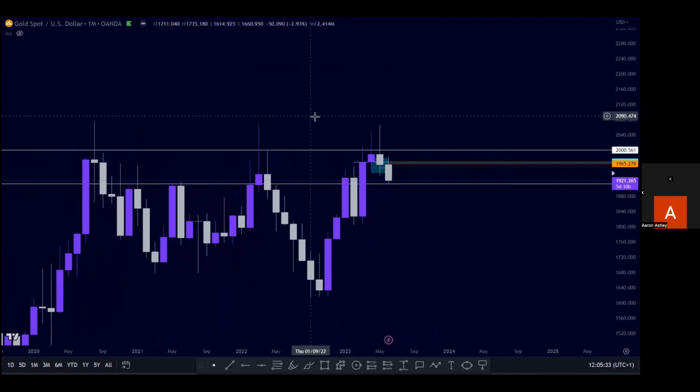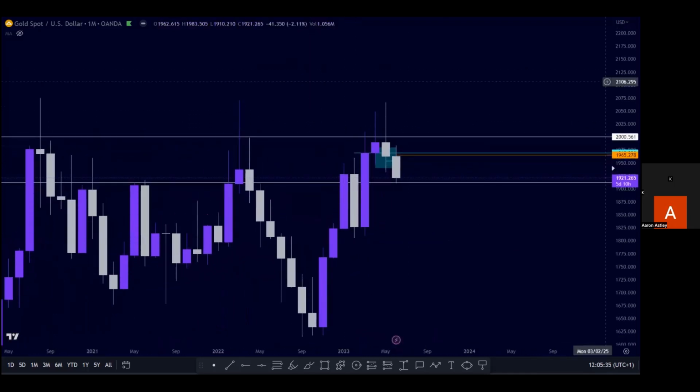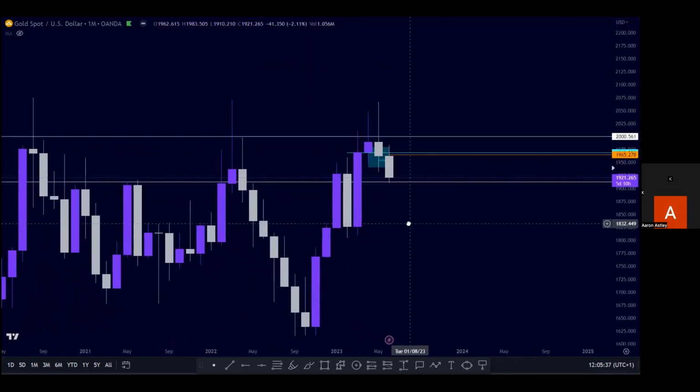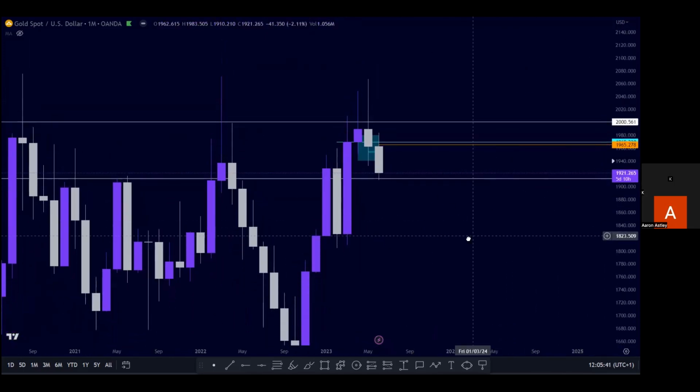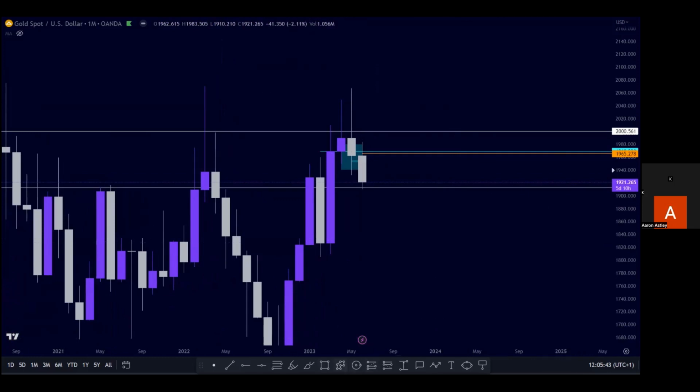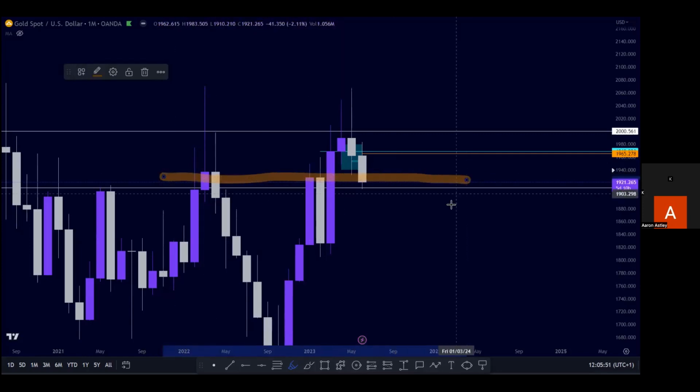Now we jump into gold US dollar. If we have a look at the monthly charts, we're still bullish on the monthly. This area around 1930, we've got this area where we got this resistance in the past, which potentially becomes support.